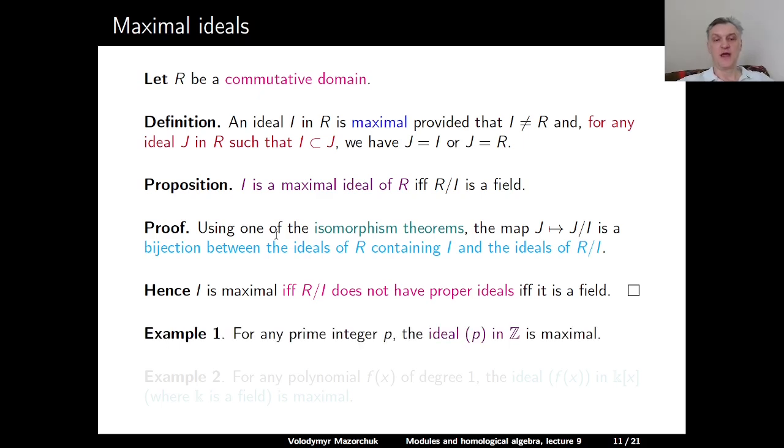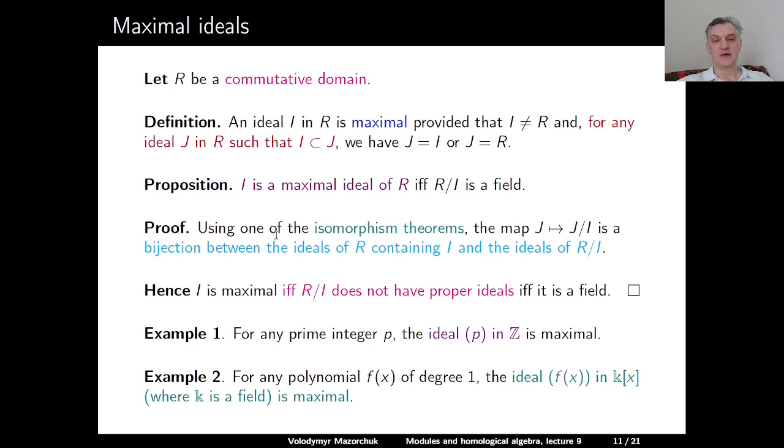For example, for any prime integer p, the principal ideal generated by p in the ring of integers is maximal, and the corresponding quotient is a field with p elements. Second example, for any polynomial f of x of degree 1, the ideal generated by this polynomial in k of x is maximal. So here again k is a field. And the quotient of k of x by this ideal is actually isomorphic to k.